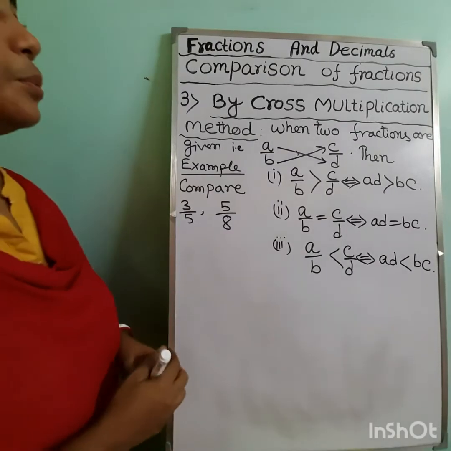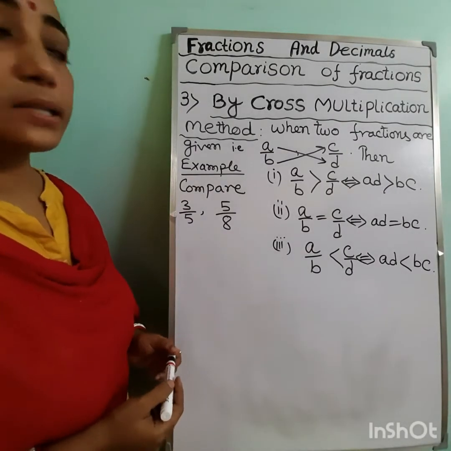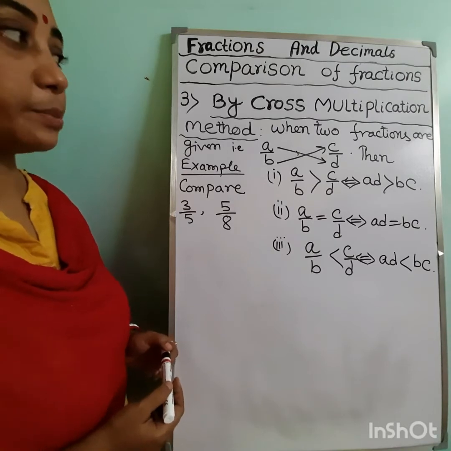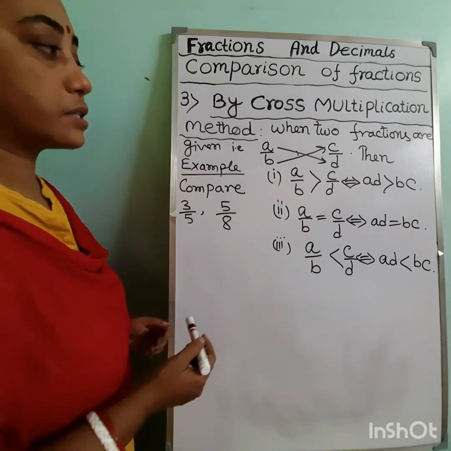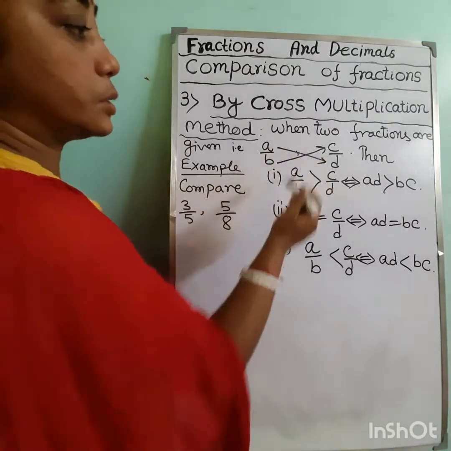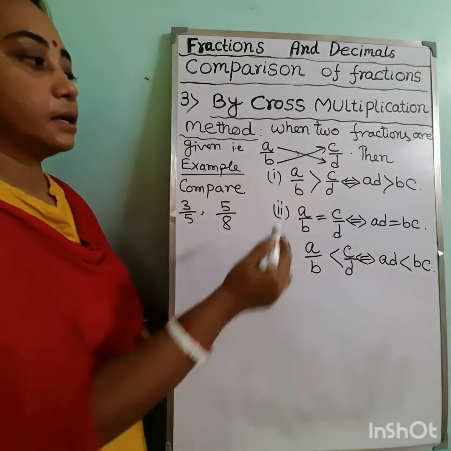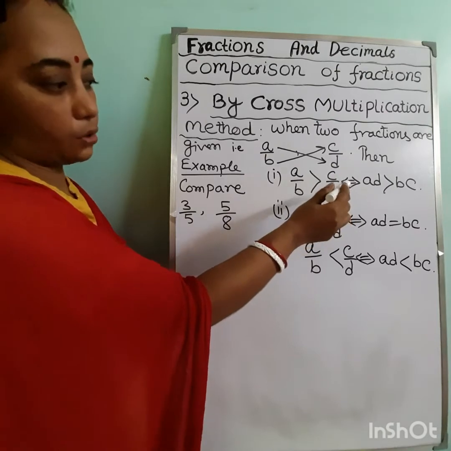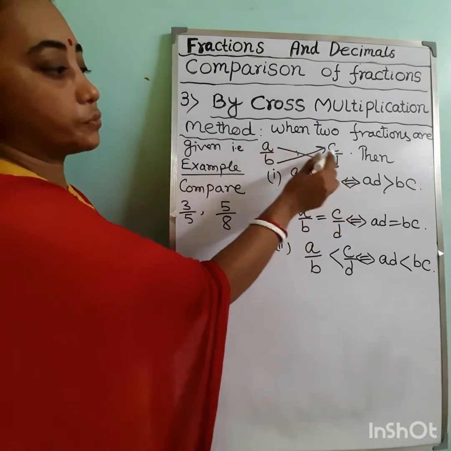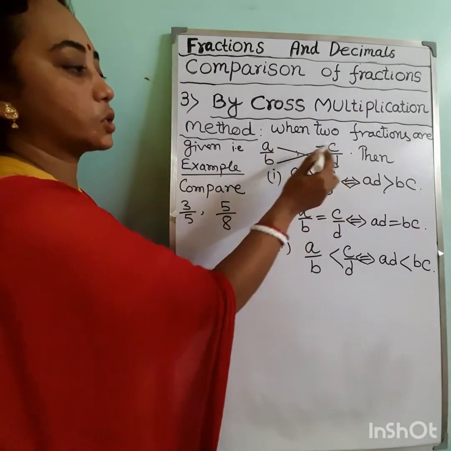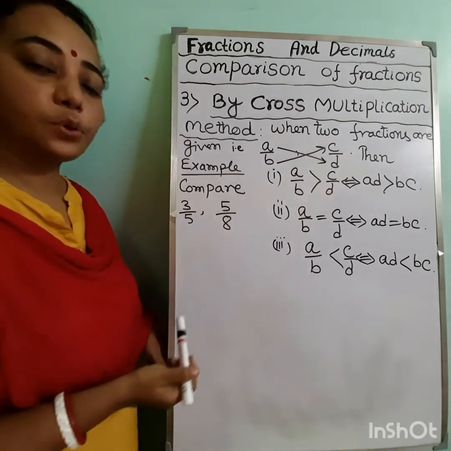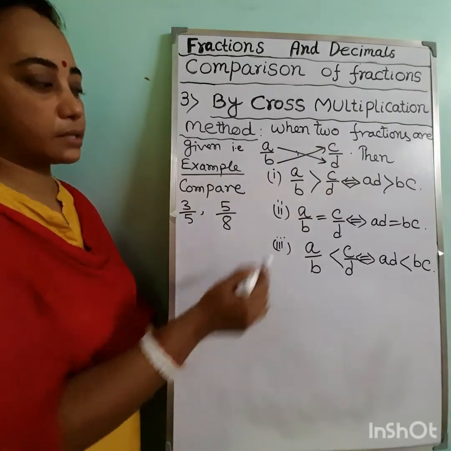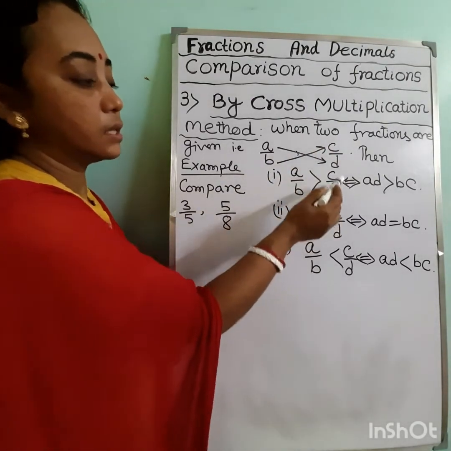Let us see another important method, comparison of fractions by the cross multiplication method. When two fractions, a by b and c by d, are given, then a by b is greater than c by d if and only if the product AD is greater than the product BC. That means if the product AD is greater than BC, then we can say that a by b is greater than c by d.